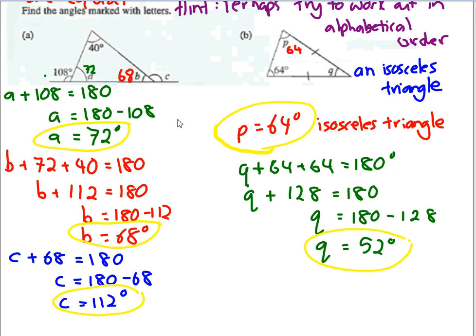And that's the end of the lesson. So don't forget, also vertically opposite angles are equal, and angles at a point add up to 360 degrees. That might be helpful when you're doing this exercise as well.